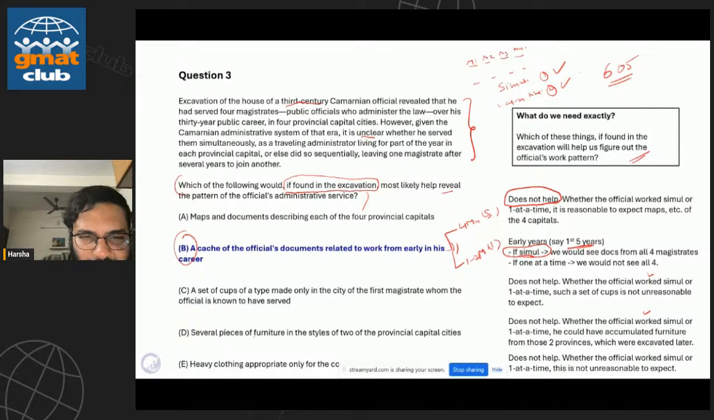Some people do struggle with a choice like D, but even D, several pieces of furniture in the styles, does not help. Even if the official worked simultaneously or one at a time, you would expect that he would eventually have some furniture from multiple places. It doesn't give you a sense of the pattern.